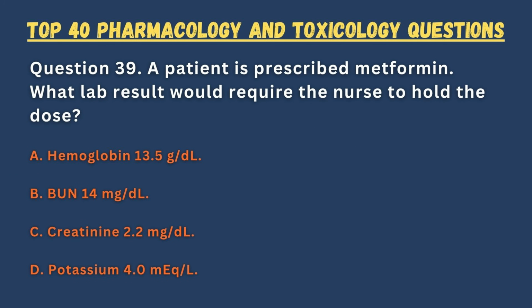Question 39. A patient is prescribed metformin. What lab result would require the nurse to hold the dose? A. Hemoglobin 13.5 grams/deciliter. B. BUN 14 milligrams/deciliter. C. Creatinine 2.2 milligrams/deciliter. D. Potassium 4.0 milliequivalents/liter.